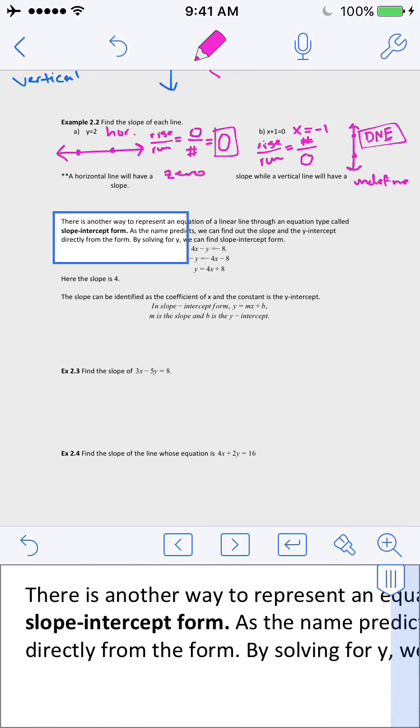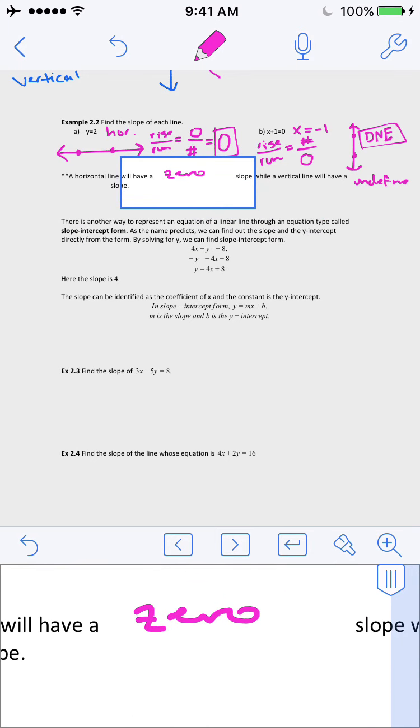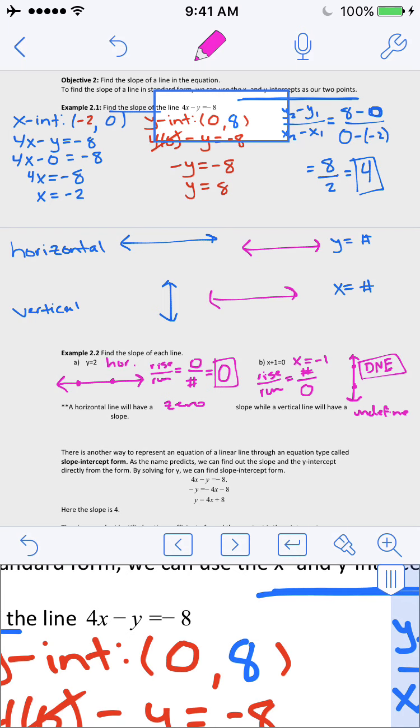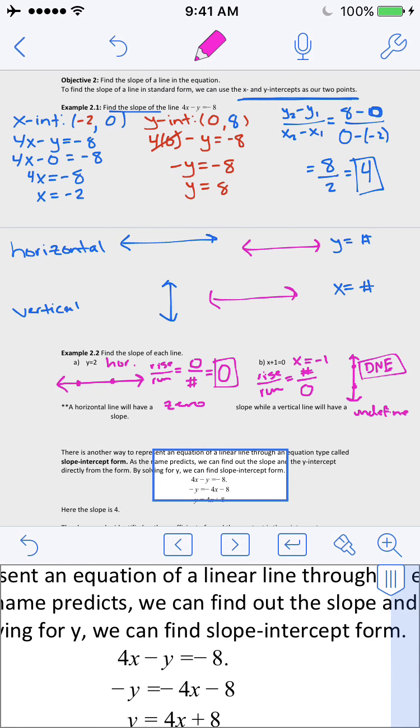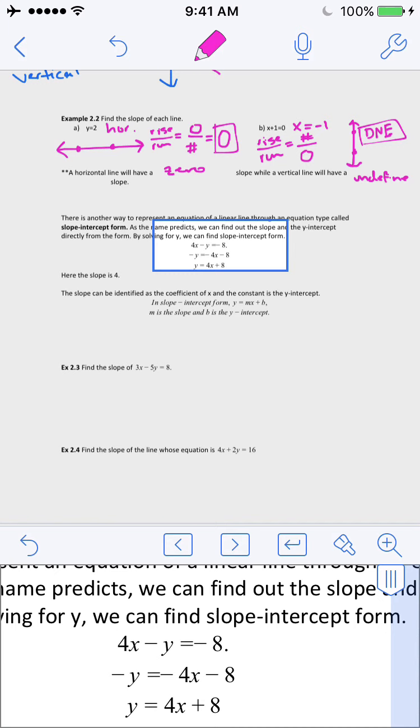Alrighty. Finding the slope another way. So you've probably seen this other form before. Before we were talking about equations that looked like this, right? 4x minus y equals negative 8. We called those standard form, right? Where you have ax plus by equals c. Standard form is always great. It's a great way to see everything on one side. It's very organized and clean.